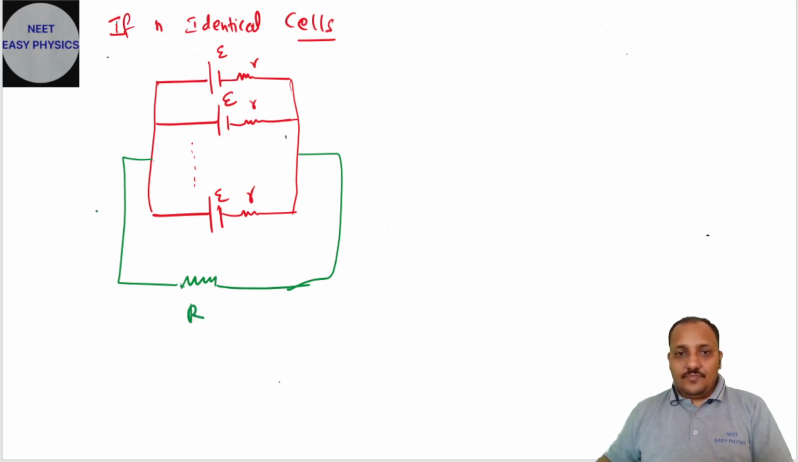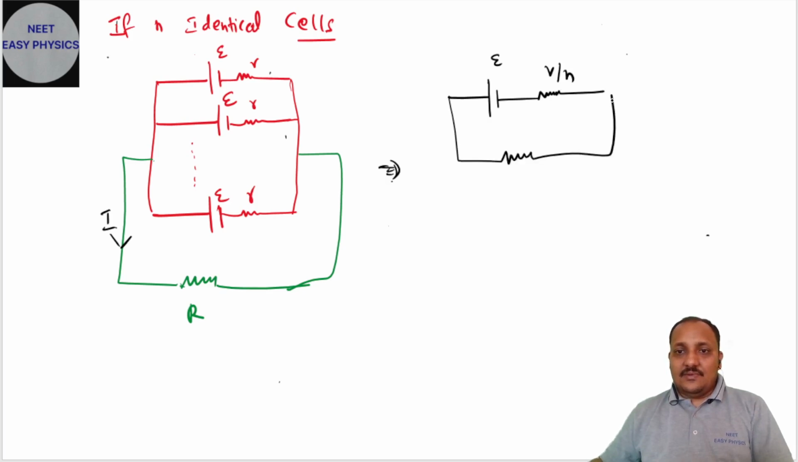Now, what is the total current passing through this? For this, we have to make a simple circuit. So if n identical cells, or two or three identical cells, are connected in parallel, what is the effective EMF? It is E. What is the effective internal resistance? Here, n cells are there, therefore r by n. Now, it is connected to an external resistance capital R. This is the circuit we made. How much current is passing through this?